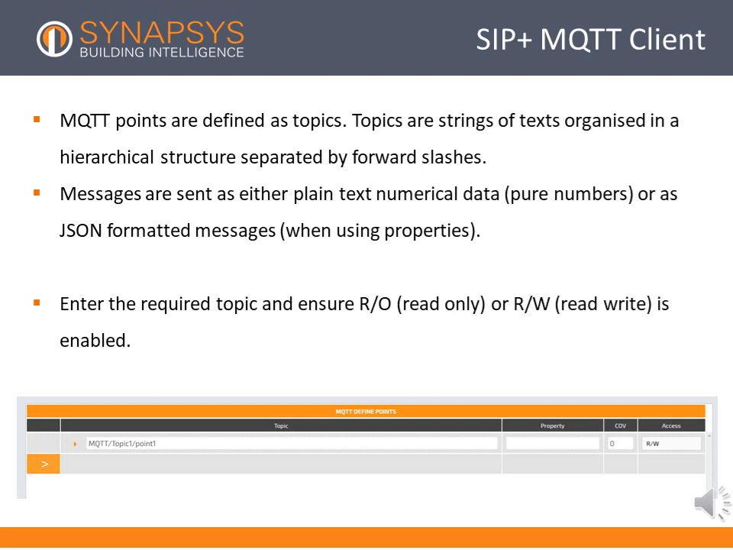The property settings change the way the data will be sent or can be read. The SIP+ either uses plain text numerical values or JSON formatted data with the timestamp. The access option defines whether the point is read-only, which means the data is being sent from the broker to the SIP+ only, write-only, where data is coming from another protocol and being sent to the broker, or bidirectional.